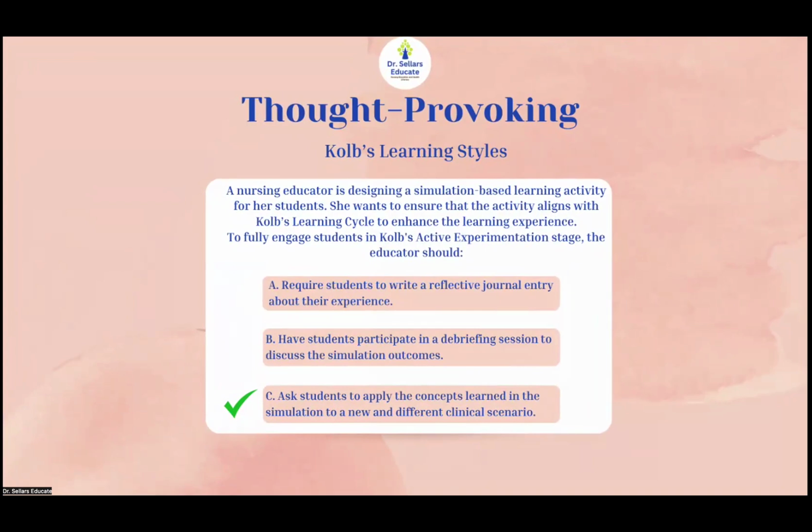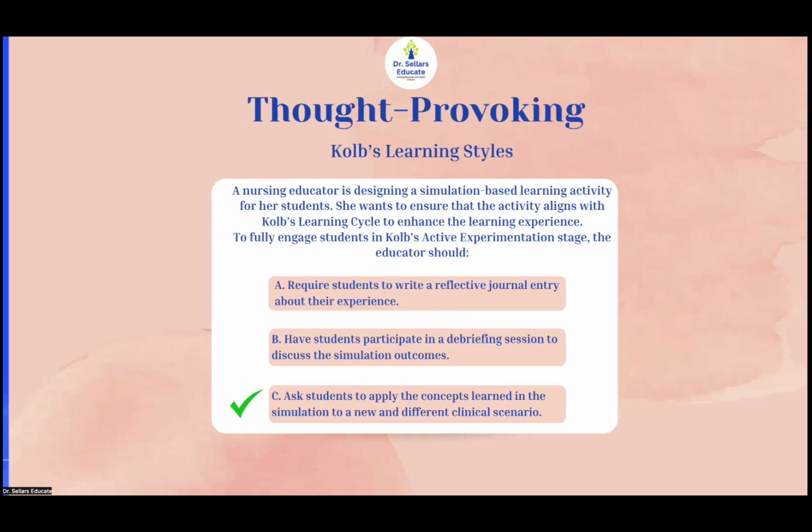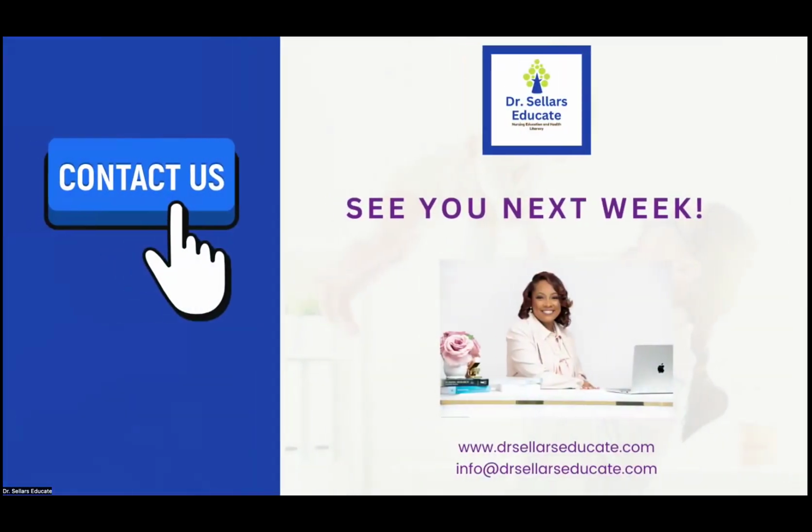So A says require students to write a reflective journal. Well, we just talked about from a reflective observation. That's a great strategy, but active experimentation is centered around doing, right? Exactly. And then B, debriefing, that again is a great strategy for students to engage in during that reflective observation, but we want students to be actively involved, exactly what it says, in the doing process whenever we are integrating the AE activities or active experimentation.